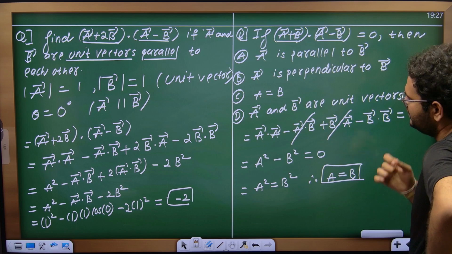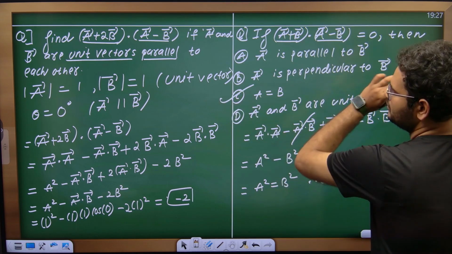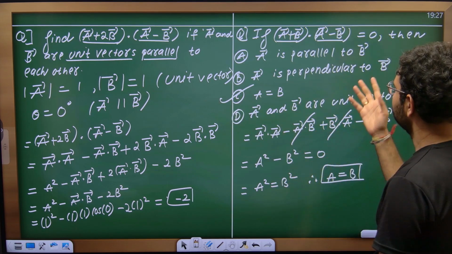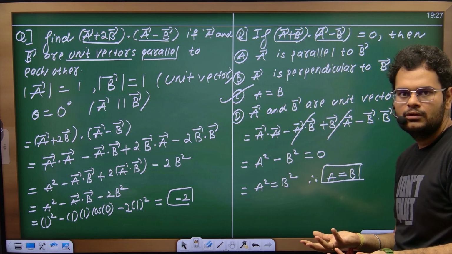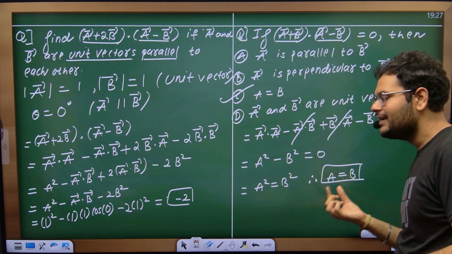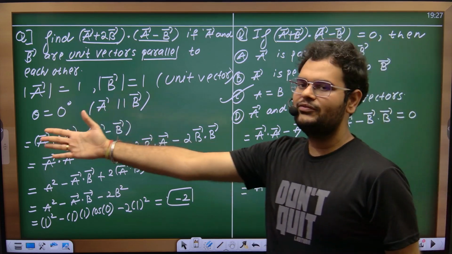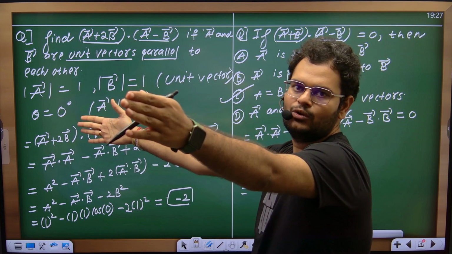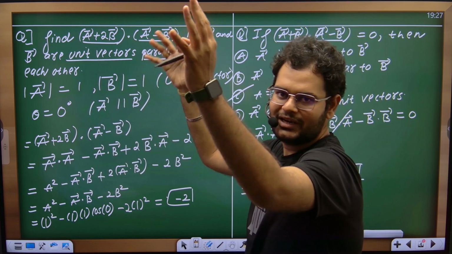Which is the option, by the way? This is the option. C is the correct option. Sir, is a parallel to b? No. How can I say that? Only magnitudes are equal. Let us say this is one vector, this is another vector. Are they parallel? No. But is the magnitude equal? Yes. My two hands have the same length. Okay.